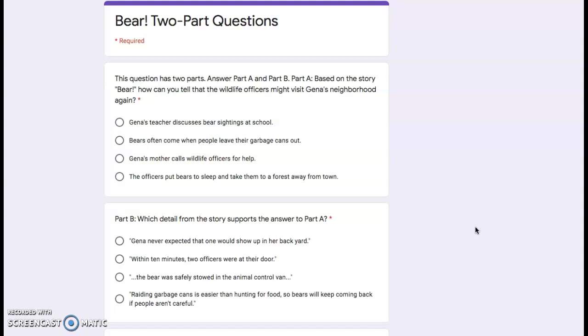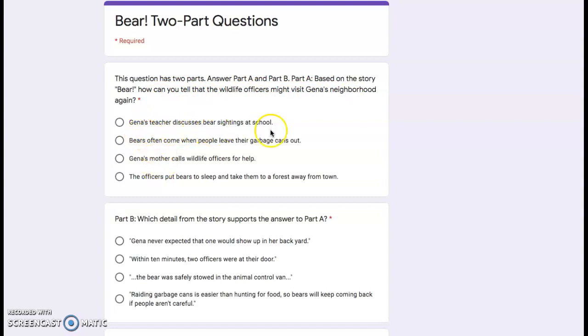Okay, so in your assignment, you'll go back and reread that story. But we're going to look at the questions. So the first question says this question has 2 parts. Answer part A and part B. Part A: Based on the story Bear, how can you tell that wildlife officers might visit Gina's neighborhood again? So we have some choices here.